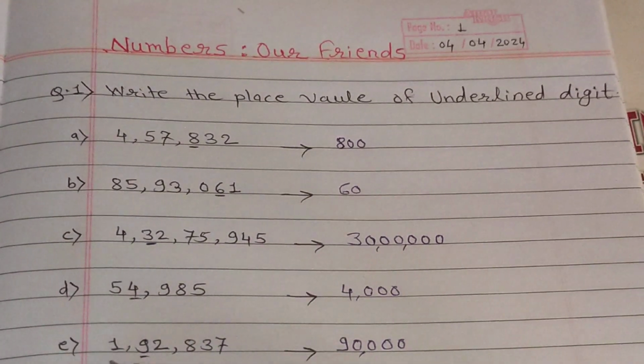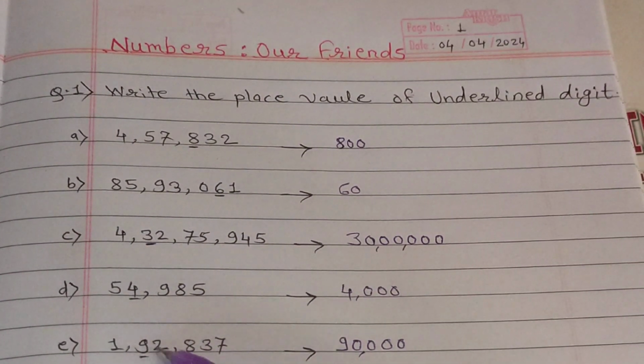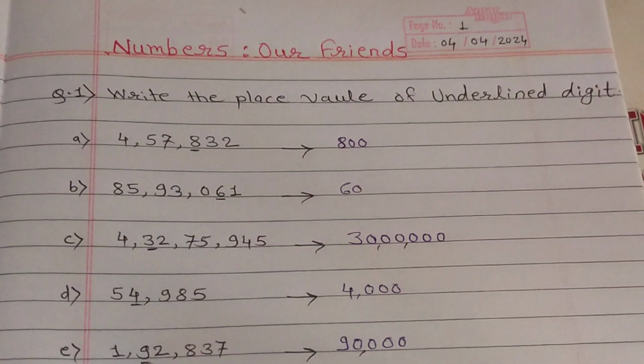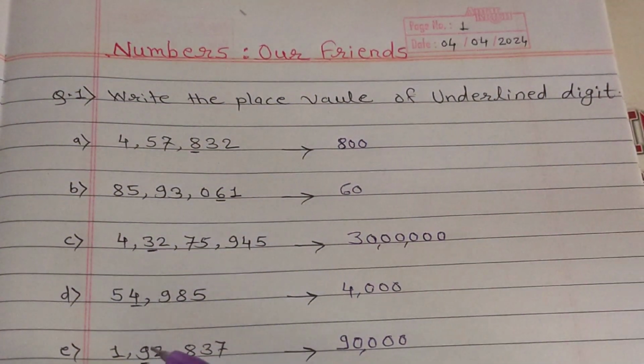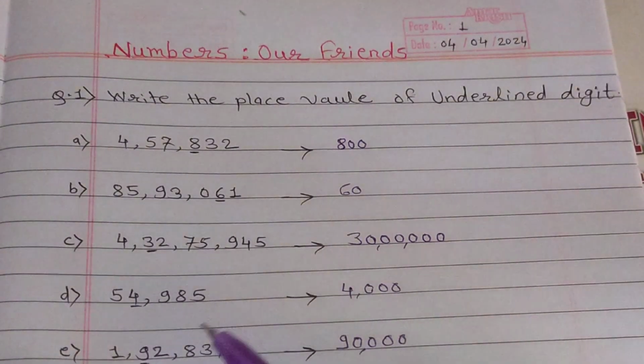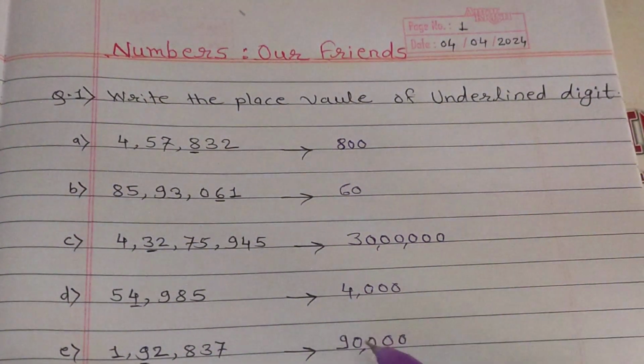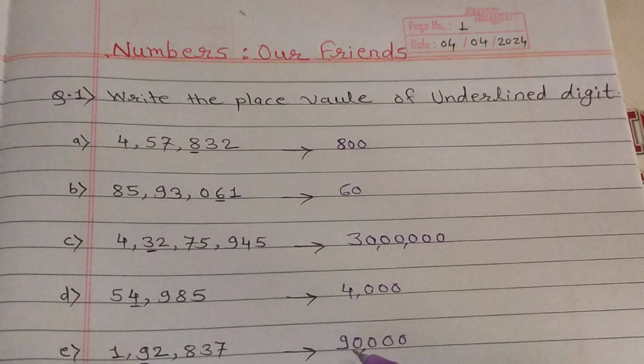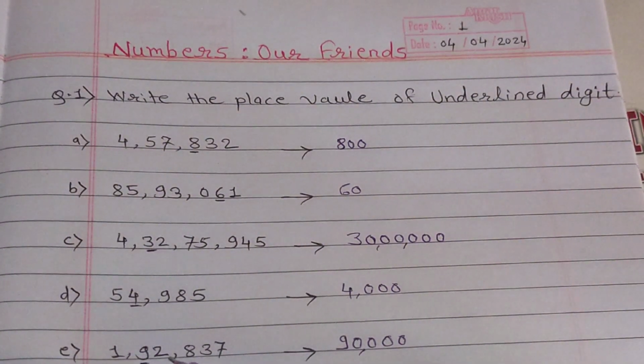Now in the fifth number 1,92,837, we have to find the place value of 9. So to find the place value, write first 9 and then 1 2 3 and 4. 4 zeros after 9, so we get 90,000. 90,000 is the place value of this 9.